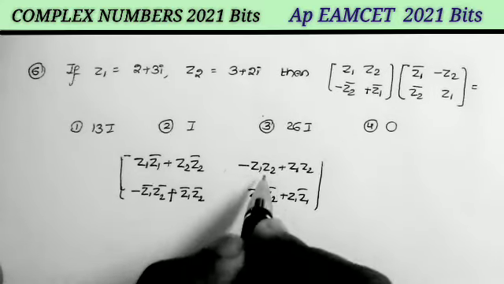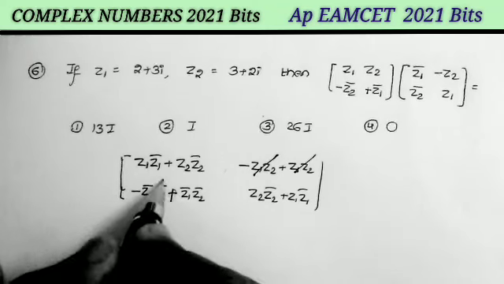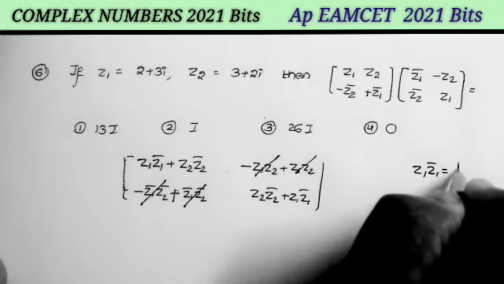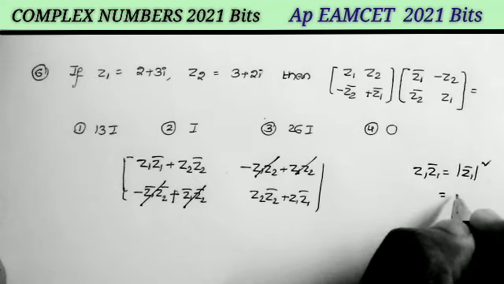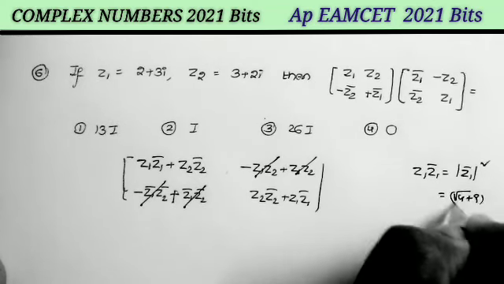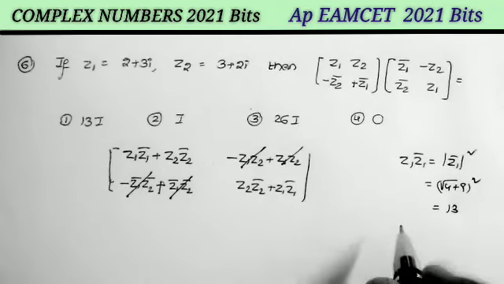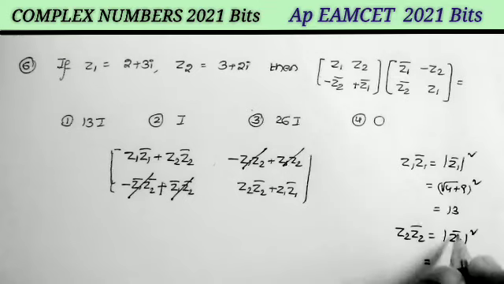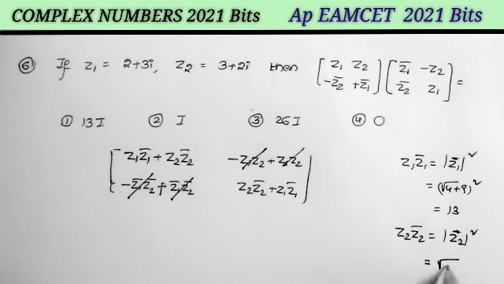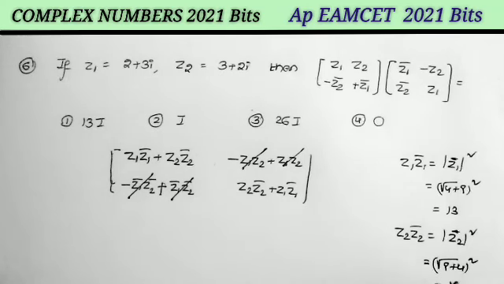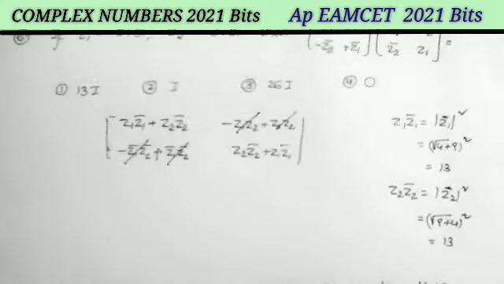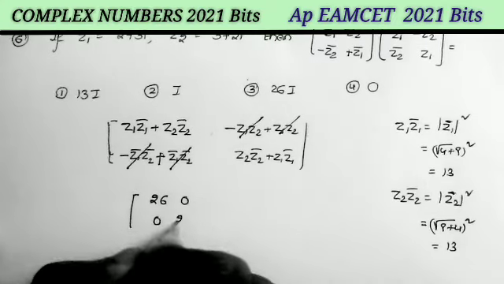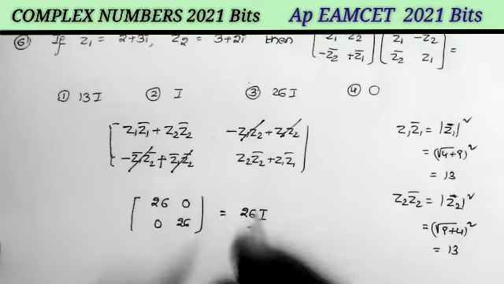Now here the term z1 z2 minus z1 z2 gets cancelled, and z1 bar z2 bar minus z1 bar z2 bar are cancelled. So what is the value of z1 into z1 bar? This is equal to mod z1 square, the direct formula, which is equals to (square root of 4 plus 9) whole square is equals to 13. So this is the value of z1 into z1 bar. Similarly, the value of z2 into z2 bar is equal to mod z2 square, that is (square root of 9 plus 4) whole square, which is equal to 13. So the first value is equal to 13 here, the second value is equal to 13. 13 plus 13 is 26, 0, 0. This also 13 plus 13 is 26. So the answer is equal to 26 into I. That's all, and that is the third option.